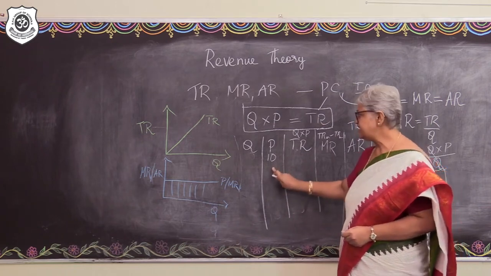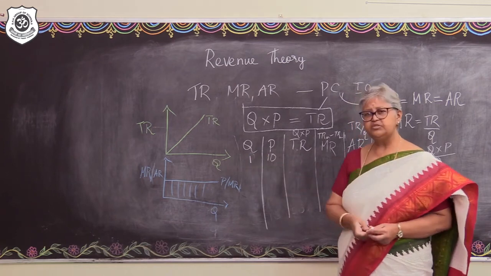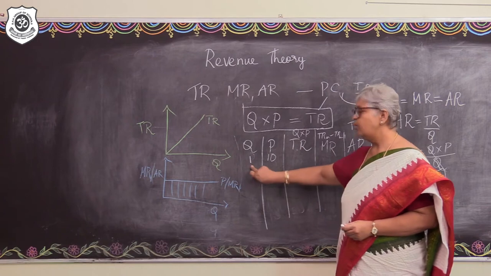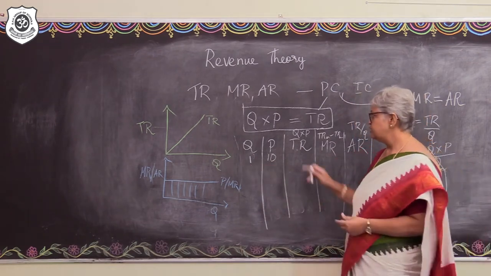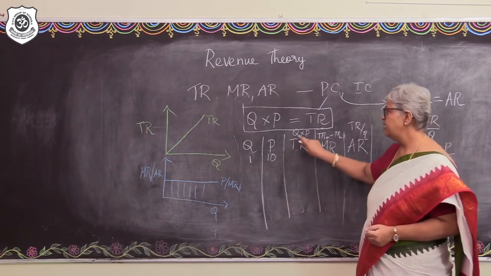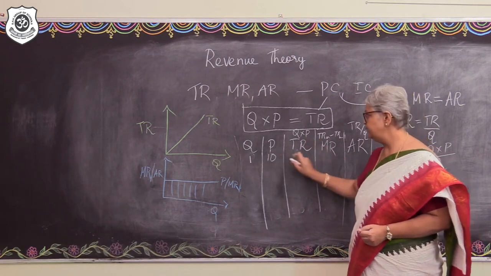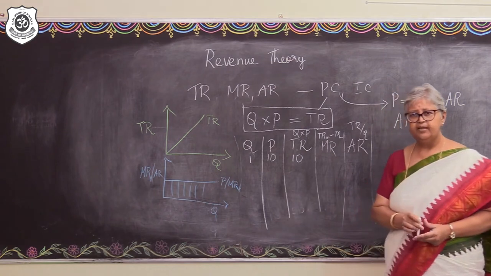Okay, when the price is 10, maybe 1 unit of output is going to be sold in that particular market. So, what about the total revenue? Total revenue again will be output sold into the price. So Q into P. So the total revenue will be 10.